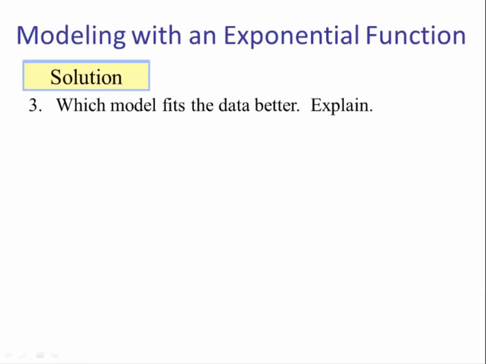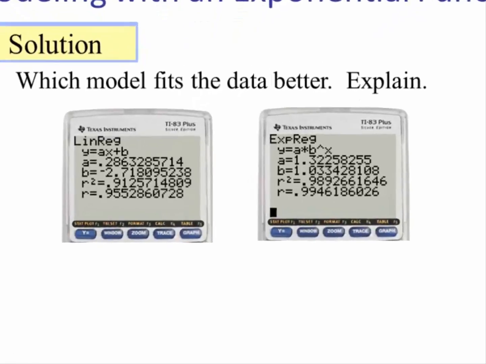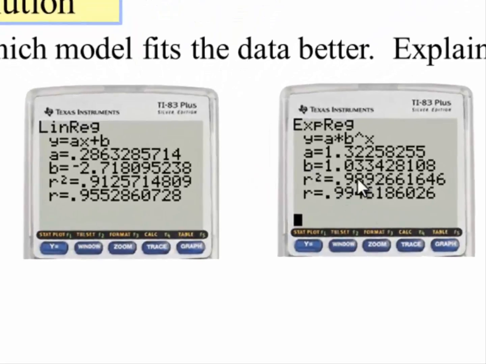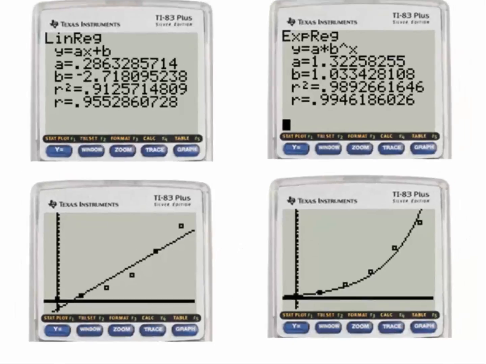Number 3, which model fits the data better? Well, that would be the exponential model, both by the value of r squared, 0.989 versus 0.913, and also visually. This exponential curve is doing a better job than this straight line.